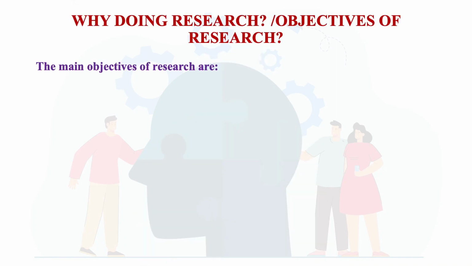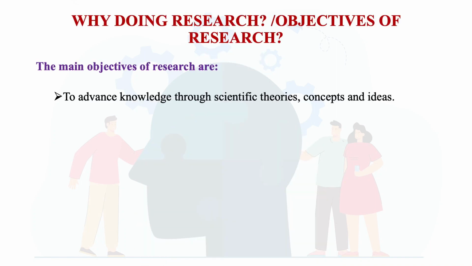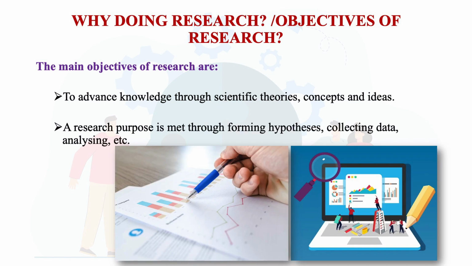In fact, all research stands upon the shoulders of earlier findings. So everything is nearer to truth, but nothing is ultimate, because what seems to be truth today can be rejected tomorrow. So research always tries to find new things. The main objectives of research are to advance knowledge through theories and concepts. A research purpose is achieved through forming hypotheses, collecting data, analyzing, etc.